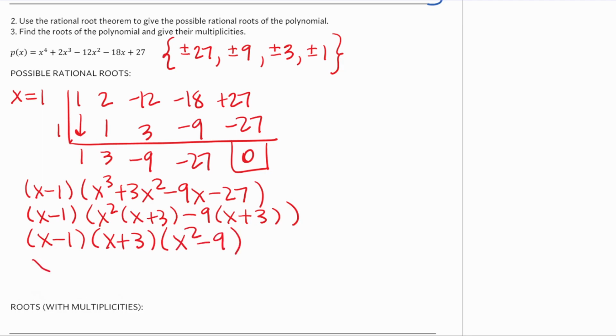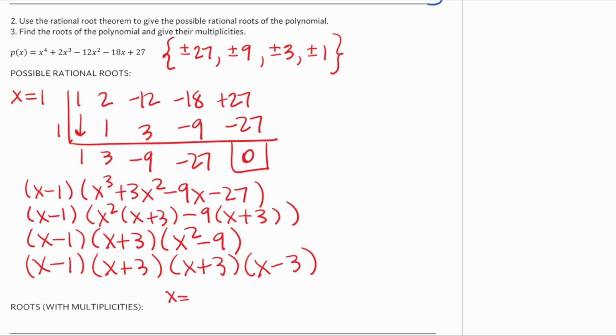Okay, x squared minus 9 is the type of thing I can take a little farther because it's a difference of two squares. I'm going to call that x plus 3 times x minus 3. And from there, I'm going to report the roots with their multiplicities. X minus 1 tells me x equals 1 is a root. That's going to be a single root because I only see that factor once. X equals negative 3 is going to be a double root because I see that factor twice, right? It's going to have multiplicity 2. And x minus 3 tells me that x equals 3 is a root, and that's going to be a single root.